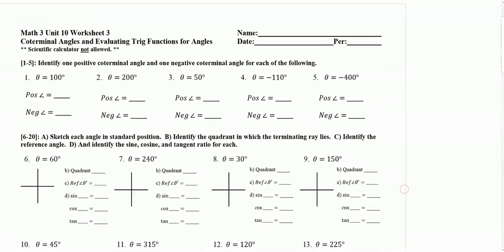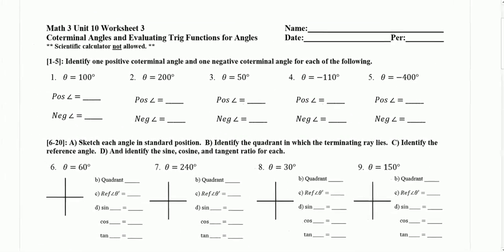Alright, this is the Math 3 Unit 10 Worksheet 3. I'm going to work through some of these problems. 1 through 5, you're to identify one positive coterminal angle and one negative coterminal angle for each of the following.